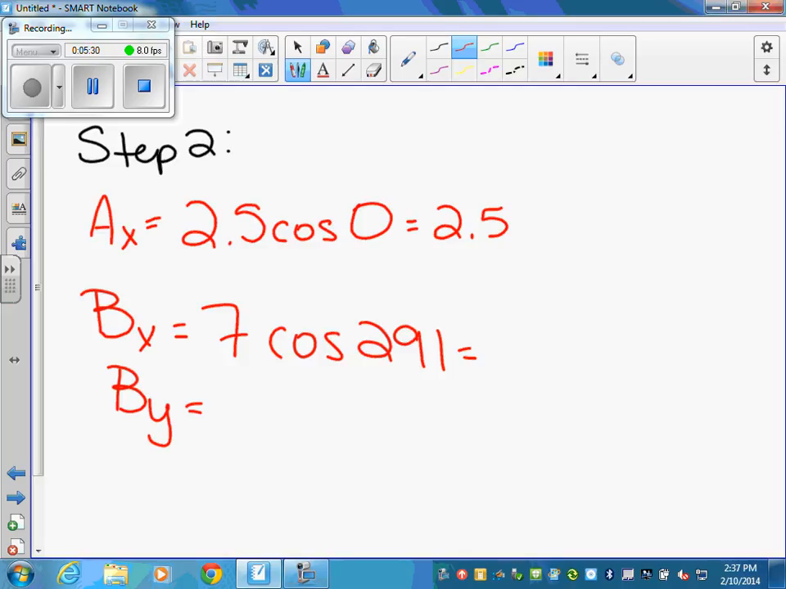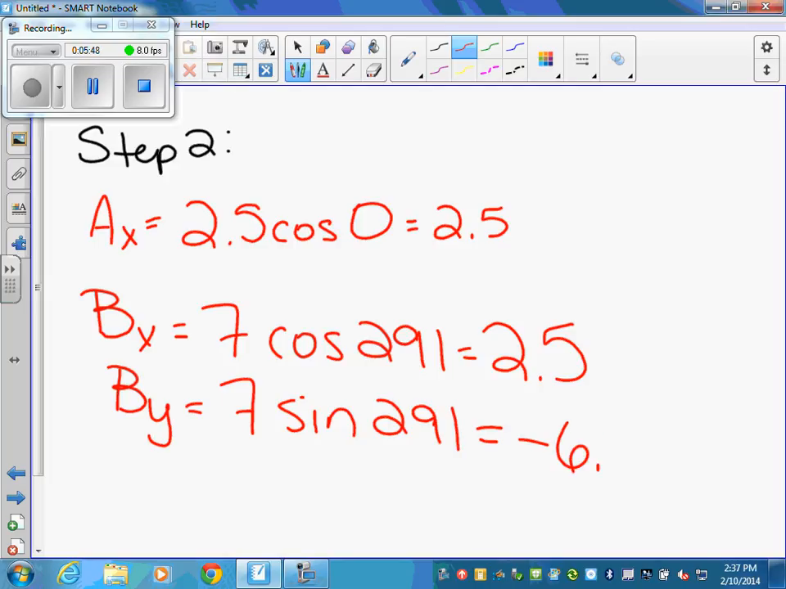Okay, so 7 is our distance, and 291 is the angle, because that's what we figured out. 2.5 is going to be my answer. How do I do the one for the y? Same thing, but instead of cosine, you use sine. Right, so for y we use sine. So 7 sine 291. If we punch that in, we should get negative 6.5.